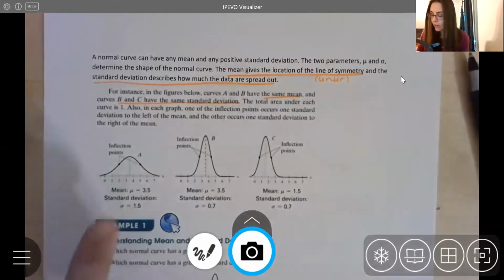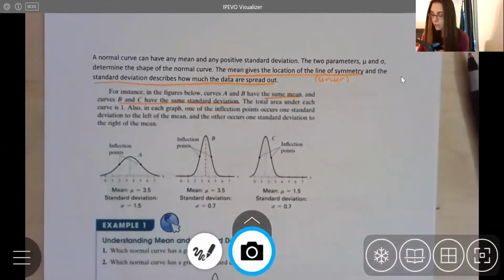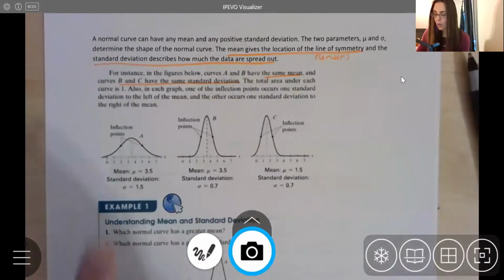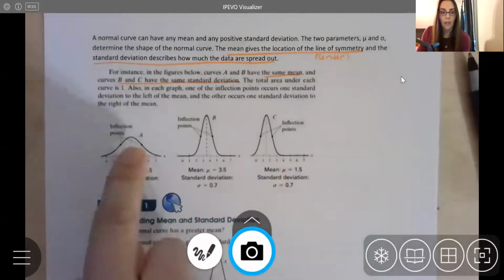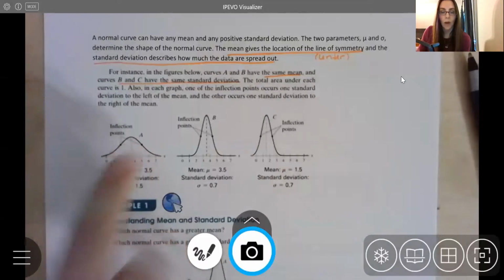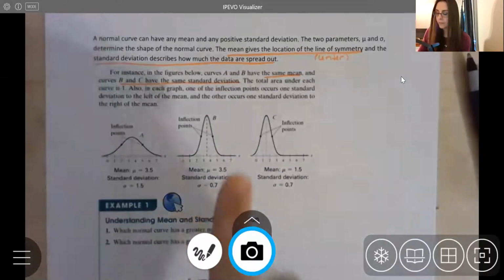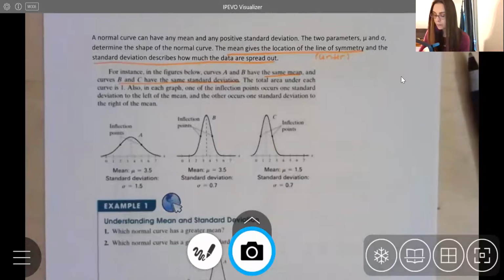And also in each graph, one of the inflection points occurs 1 standard deviation to the left of the mean, and the other one occurs 1 standard deviation to the right of the mean. So you have the same general features. They're all centered about their mean. They all have inflection points 1 standard deviation out from the mean in both directions.